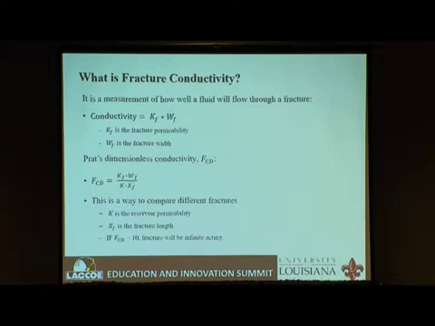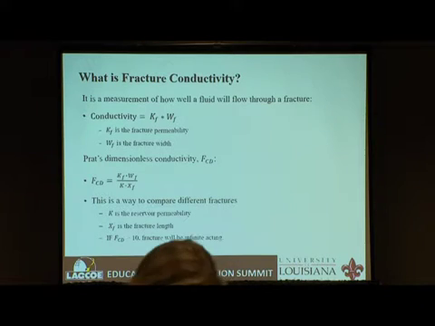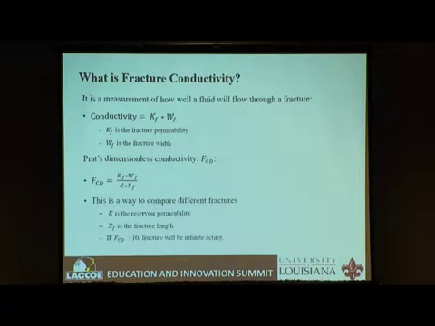So what is fracture conductivity? It is a measurement of how well a fluid will flow through a fracture. And I know for some people that might not know, the fracture is created with pressure, and then sand is pumped into it and it's propped open and held open. The sand or proppant has a certain permeability, and that's technically how well a fluid moves through the media, or the porous medium. But specifically, conductivity is the fracture permeability times the fracture width, okay?